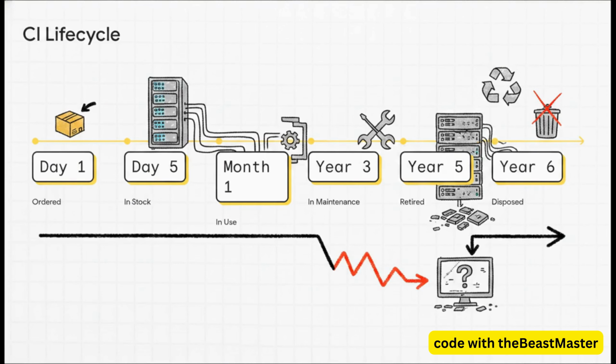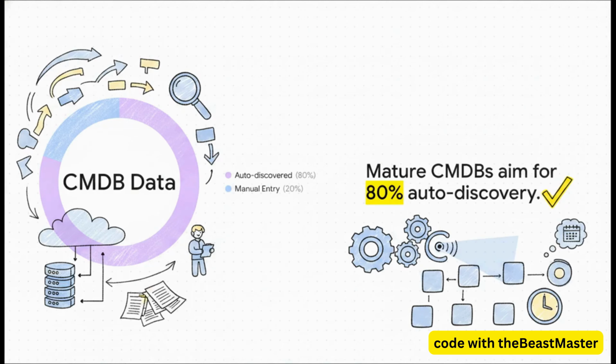Moving into section 4 now, the CI lifecycle or catching the drift. So CIs aren't just static objects sitting in a database. They live, they breathe, and eventually they retire. We have to meticulously track that entire journey, and this brilliantly illustrates the rigid lifecycle of a CI. One day one server is ordered, by day 5 maybe it's in stock, skip to month 1 it's in use, a few years down the line, say year 3 it goes in maintenance, by year 5 it's retired, and year 6 it's fully disposed.